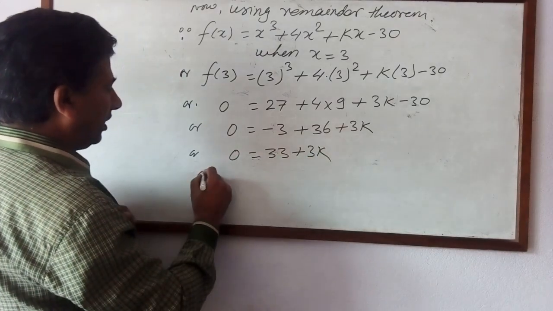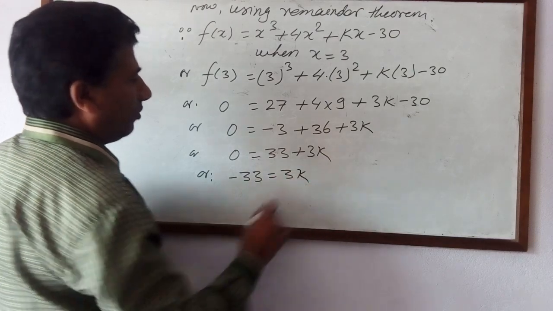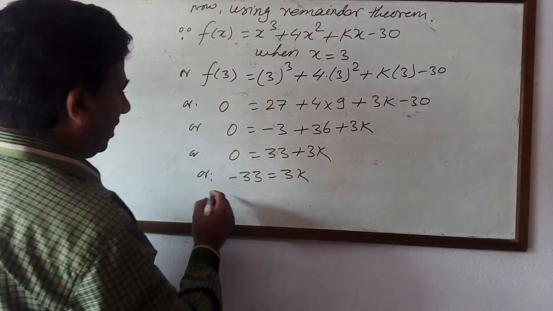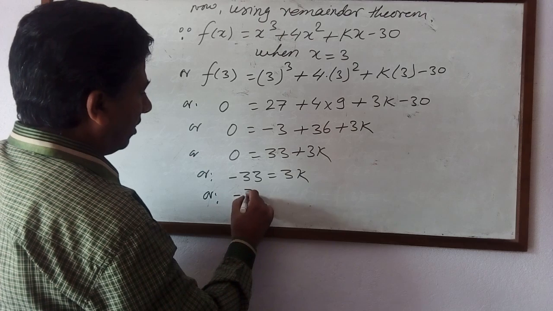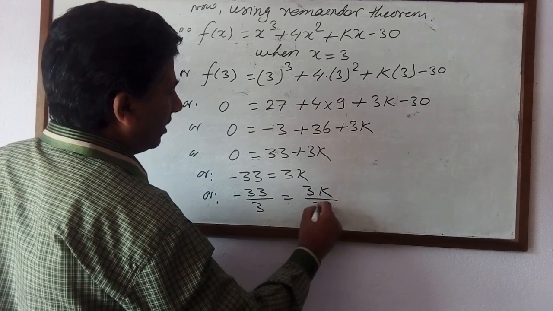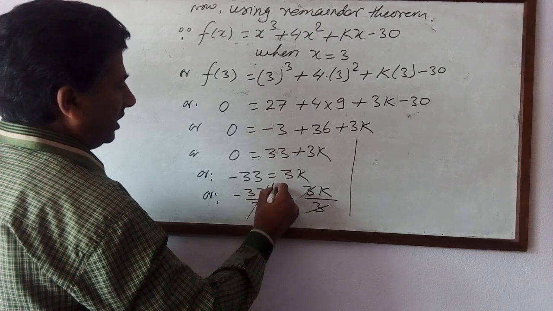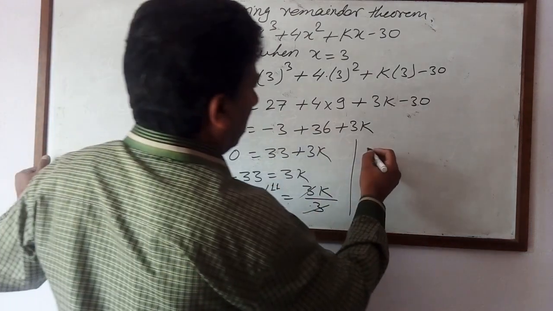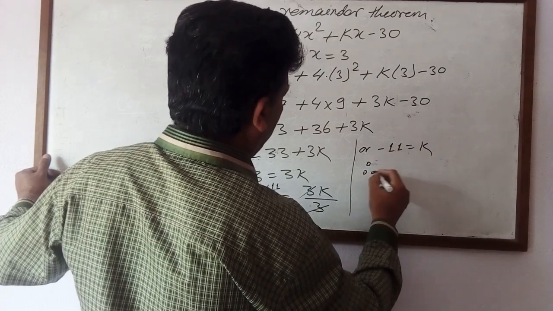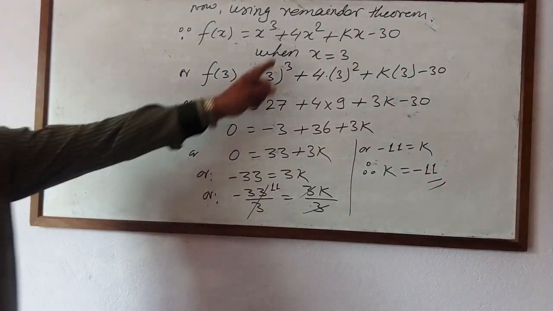Now this 33 bring to the left hand side, it will be minus 33 equals 3k. Now we have to find the value of k. We have to remove this 3 from here. How to remove? Again dividing both sides by 3. 33 divided by 3, and this side also 3k divided by 3. We can cancel this. 3 divides 33 eleven times, so minus 11 equals k. Therefore value of k equals minus 11. Now this is the answer, the value of k.